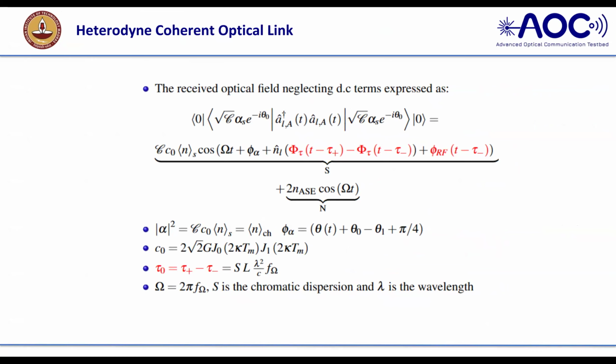At the same time, what will happen? My omega L, the center frequency, and the first advance move with a different time delay, and the phase noise of the RF part comes into the picture. The differential delay due to the length of the fiber also brings phase noise into the picture. So I have written tau naught, tau plus minus tau naught, where S is the chromatic dispersion and wavelength. So we now have RF noise, noise due to the laser, and dispersion due to the channel.